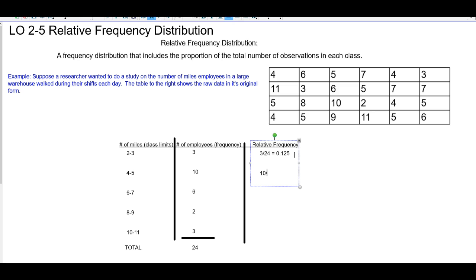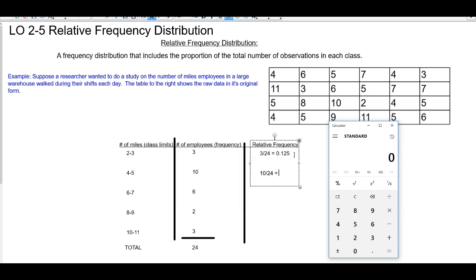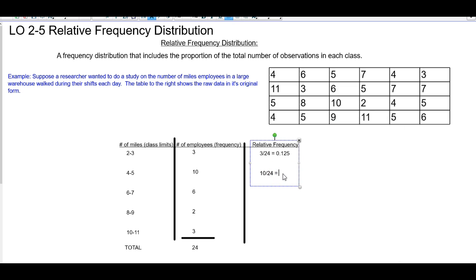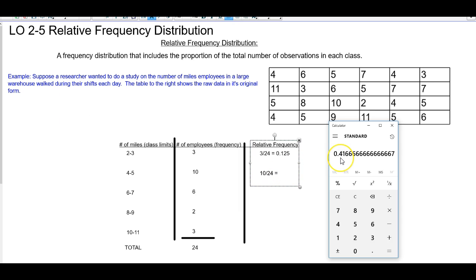And then we do 10 divided by 24, which we can do in our head, or you can use your calculator, and I will show you how. So that gives us 0.41666 repeating. Obviously, we don't want to use this whole fraction, and as you've seen me do in a couple of other previous videos, I simply round. So I'm going to round this to 0.417.